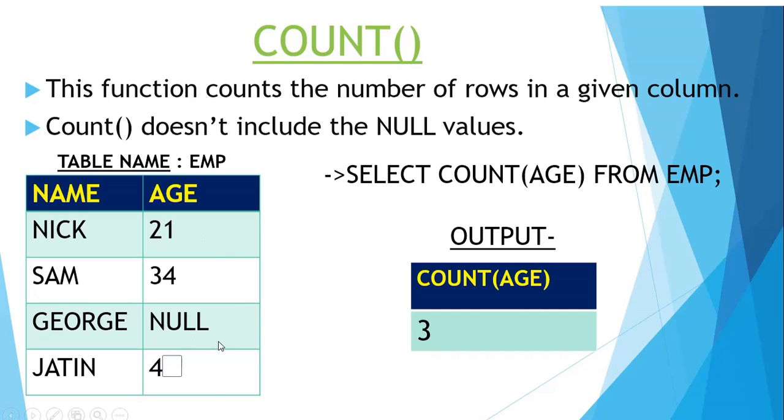By looking at this, you can tell that there are 4 rows: Nick, Sam, George, and Jatin. And when we run this code, select count age from EMP, count is the aggregate function, age is the column name, and from table name EMP. Here the output will be 3 because the computer doesn't count null as a row when you use the function count with a column in the brackets. As you can see, it does not include the null values, so it will count only Nick, Sam and Jatin, so the output is 3.